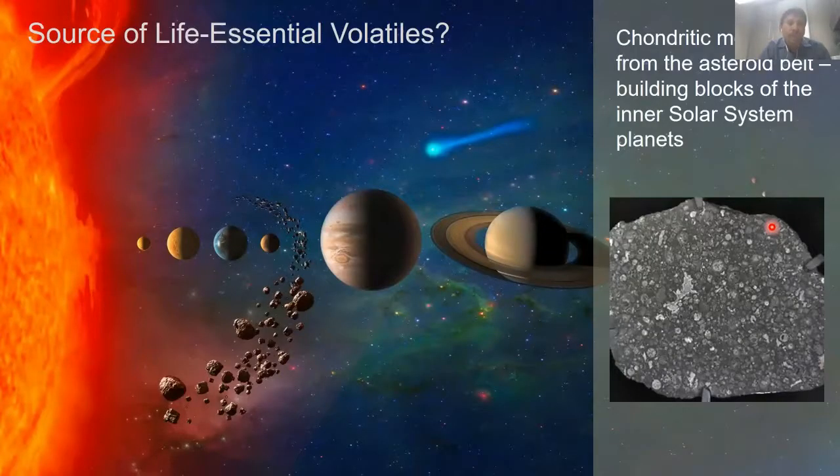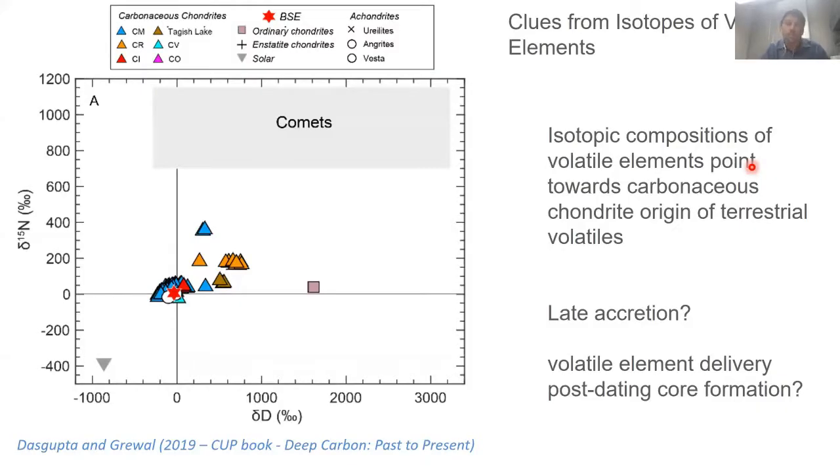So what do we know in terms of the source of life essential volatile elements for our planet? The current paradigm, if you will, is that the volatiles are delivered to our planet through chondritic meteorites that come from the asteroid belt, right? These are the building blocks of the inner solar system planets as we know them. And the current thought is that these meteorites are the right type of building blocks that can also deliver life essential volatile elements. What are some of the arguments in favor of that?